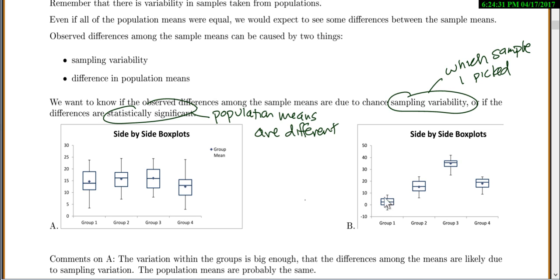But over here, each group has a very small spread. And so you can see that the sample means are not just going up and down within the box plot, the whole box plot itself is truly moved.